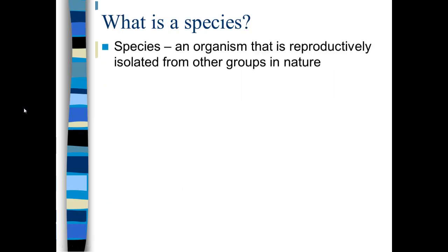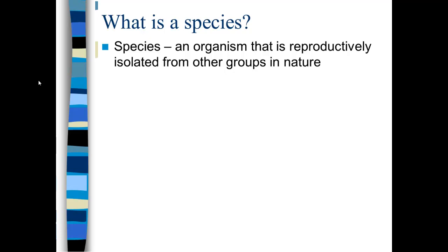So what is a species? A species is an organism that is reproductively isolated from other groups in nature. In other words, you can only reproduce within a species. If members of the same species mate, then that is reproductively productive. It results in babies. Baby animals, baby insects, baby humans, baby plants.